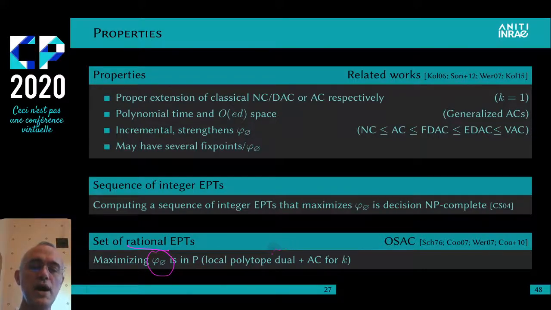You will solve the dual of the local polytope, which we previously saw. And the dual variables are actually the amount of costs that need to be shifted. And you must additionally perform arc consistency, so the classical arc consistency, to deal with all the costs which are equal to k or reach k at some point.